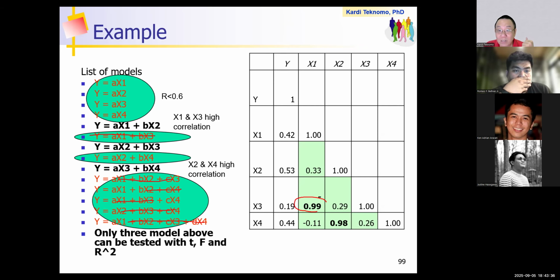Finally, you have only 3 models that are feasible. This is the feasible model that you will consider later. So among these 3, you check the t-test, the f-test, and the r-square. Is this clear? The steps? Any question?